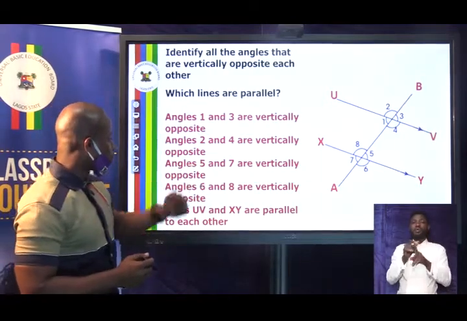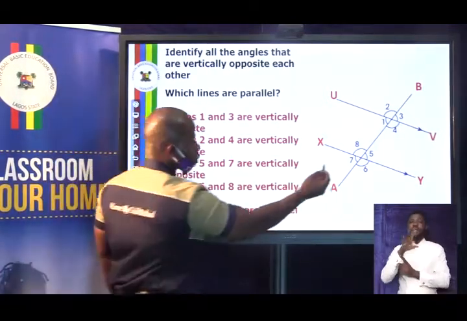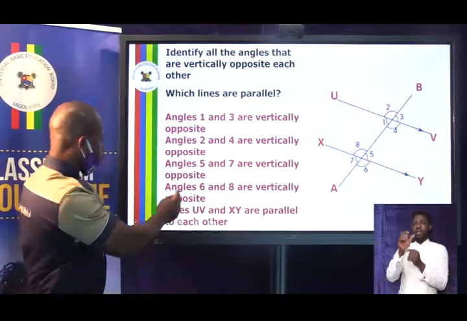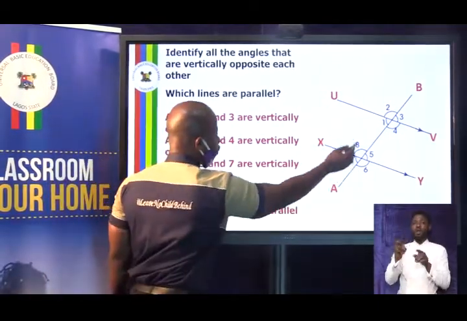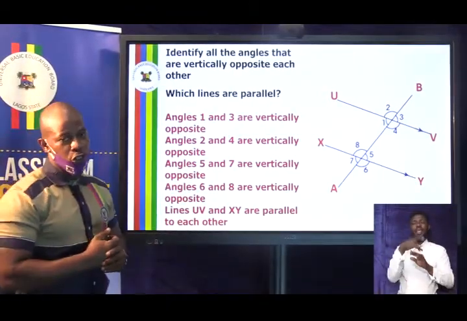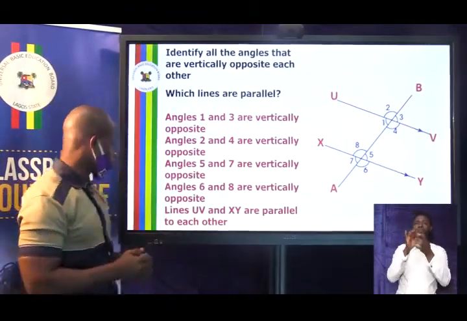Also, angles 5 and 7 are vertically opposite each other. They face each other at this junction. Angle 6 and angle 8 are also vertically opposite each other. They face each other at the junction. That's how you identify vertically opposite angles.